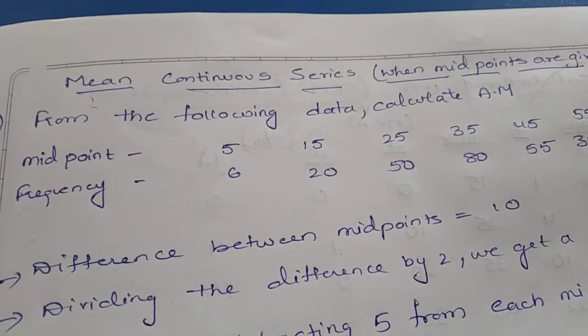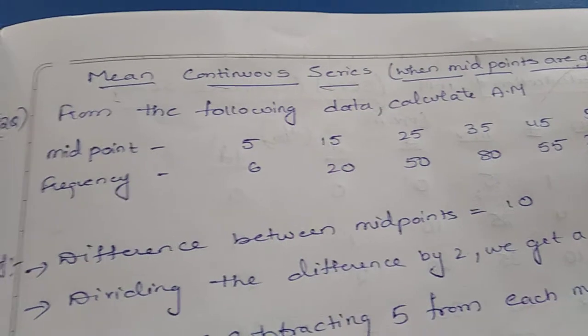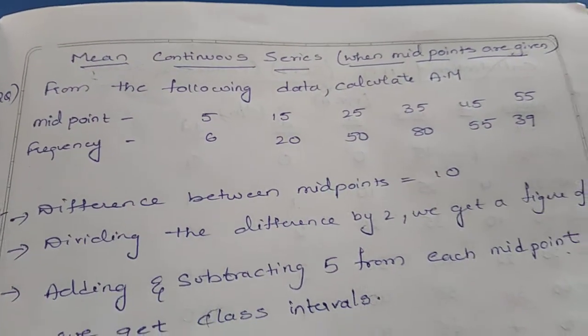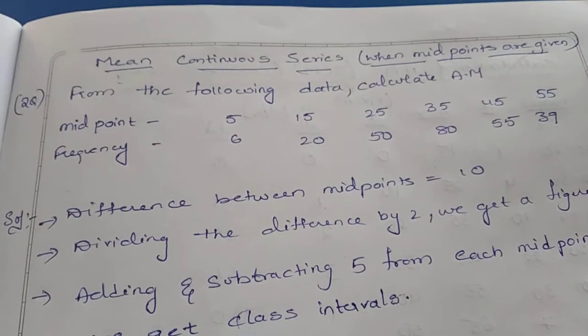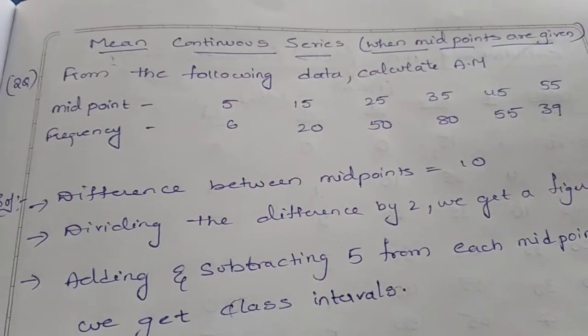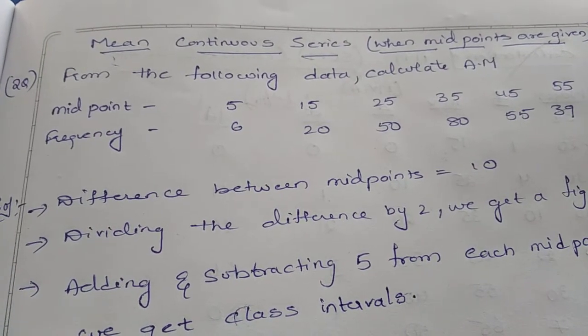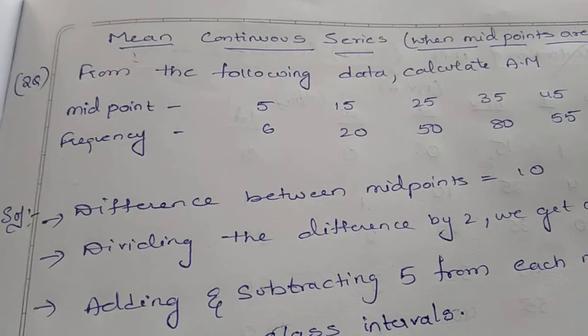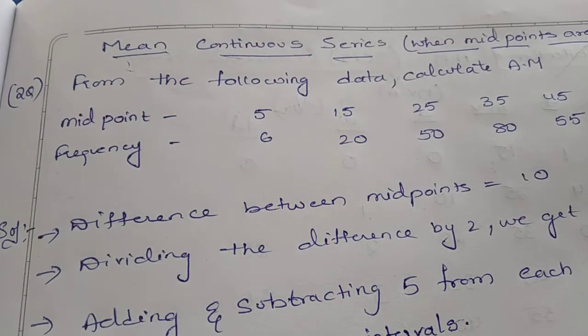If midpoints are given, then how do we find the class intervals and how do we do the problem? Once you see here, the question says: from the following data, calculate the arithmetic mean. He has given midpoints 5, 15, 25, 35, 45, 55, and frequencies 6, 20, 50, 80, 55 and 39. If the question is given in this way, you should think that it is a continuous series.